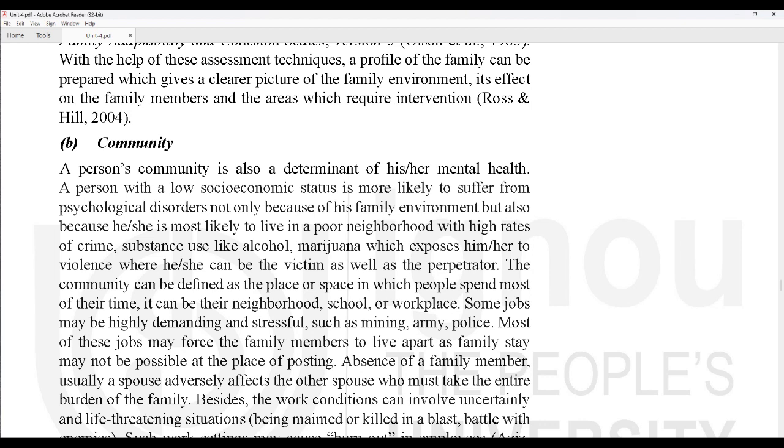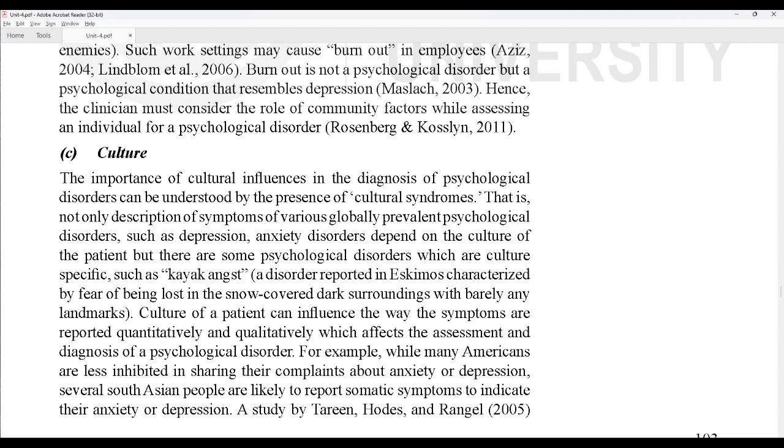Some jobs may be highly demanding and stressful, such as mining, army, police. Most of these jobs may force the family members to live apart, as family stay may not be possible at the place of posting. Absence of a family member, usually a spouse, adversely affects the other spouse, who must take the entire burden of the family. Besides, the work conditions can involve uncertainty and life-threatening situations, being maimed or killed in a blast, battle with enemies. Such work settings may cause burnout in employees. Aziz, 2004, Lindblom et al., 2006.